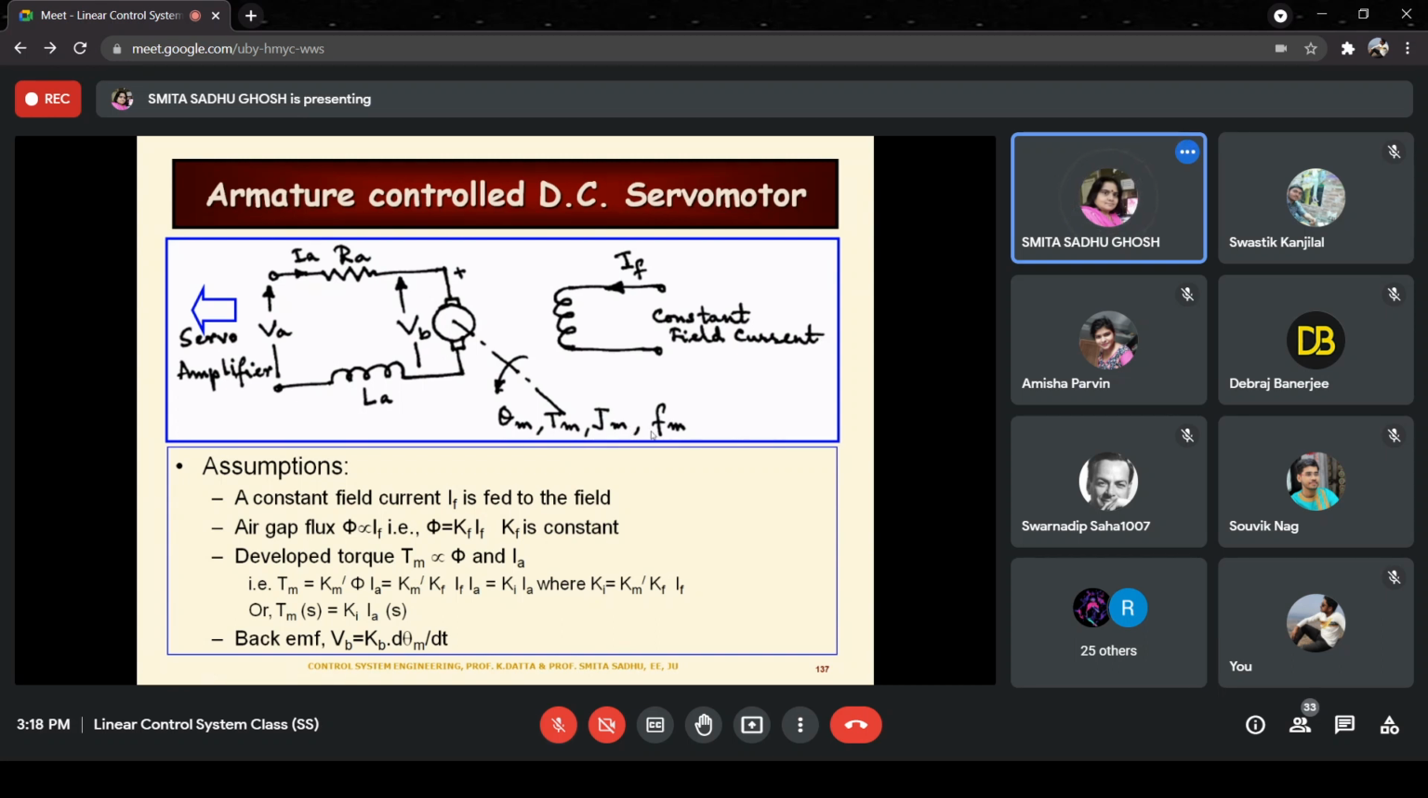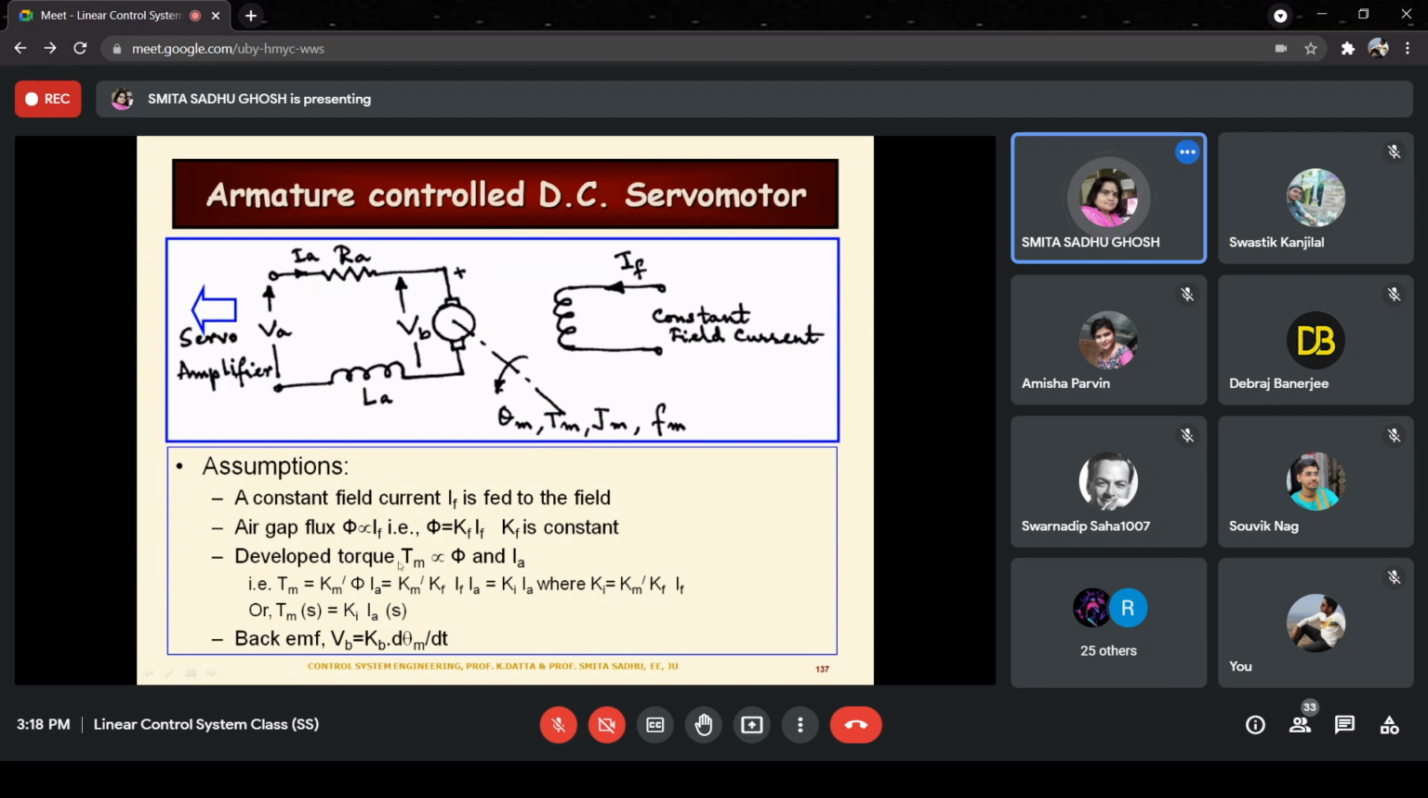So now again, by a similar sort of approach as we did in the case of a field control DC servo motor, first of all, we identify the assumptions that have been made. So the assumptions are that, number one, the field current is constant, because this is in the armature controlled mode. The field current is constant. So IF is a constant field current which is fed to the field, right? Also, we are assuming again for this configuration as well, that the air gap flux phi is directly proportional to IF. So that makes phi equal to Kf IF, where Kf is the constant, right?